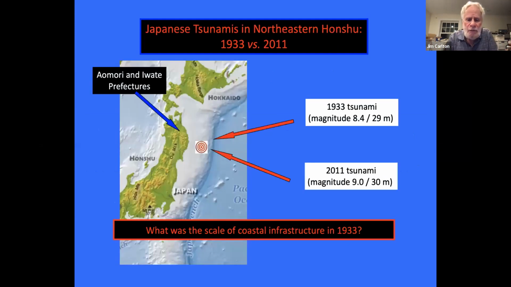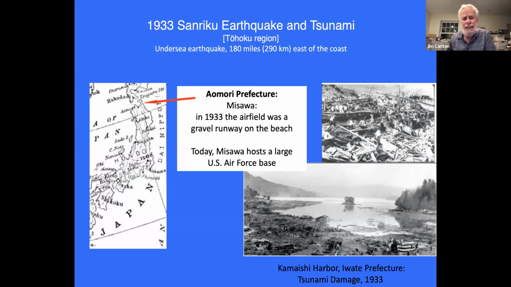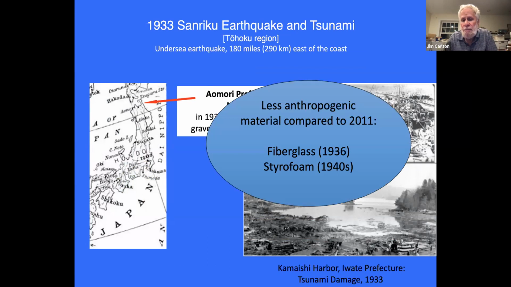So we can look at the 1933 tsunami and ask, what was there on that part of the coast that would have donated a large amount of material into the Pacific that would have taken it then out to North America and the Hawaiian Islands? What was the scale of coastal infrastructure? And it turns out we have some photographs. In 1933, the airfield, now a US Air Force base, was just a gravel runway. And this is what the towns were like, what was left of them, made of wood. And it turns out there was no plastic.